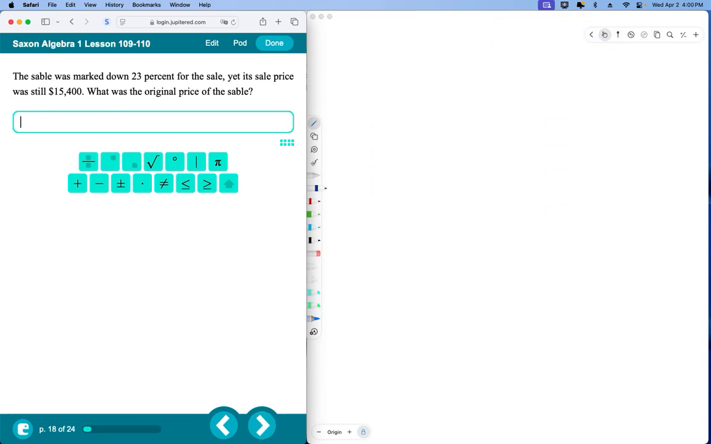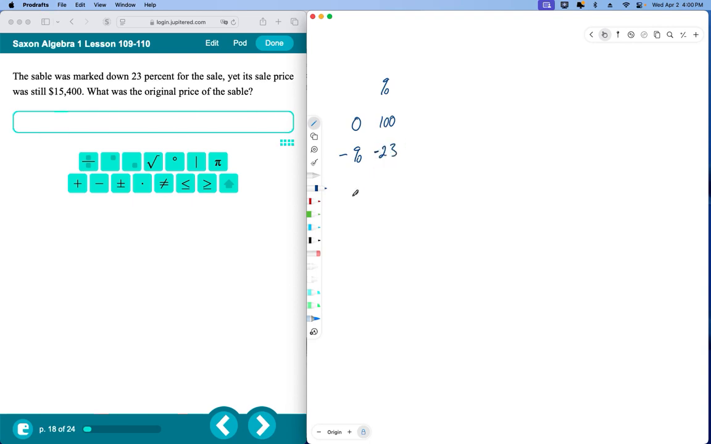The sable was marked down 23% for this sail. So what you can do is you can say, here is the sable percent. All right, and we know that the original cost is going to be 100%. We know that. And we know that the markdown, or minus percent, the negative percent down, was 23. So that's minus 23.